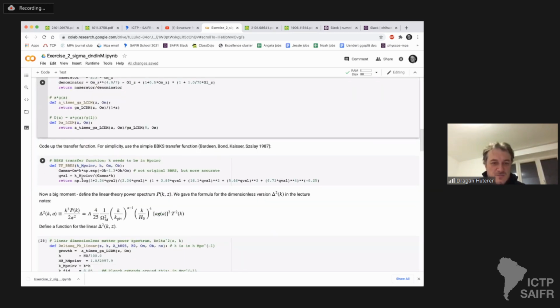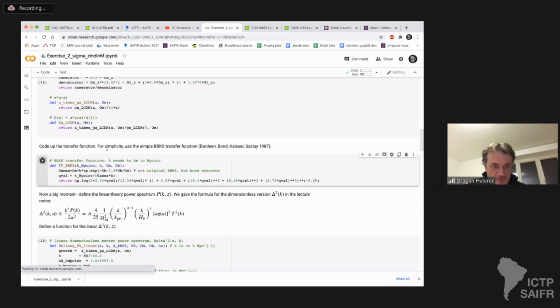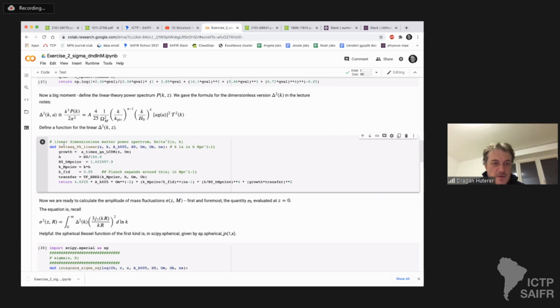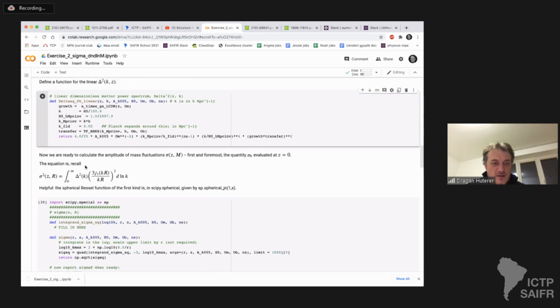And then the spot where I also skip and go to the BBKS transfer function because it's easy. We coded it up yesterday. And finally, the power spectrum we had yesterday. We had this delta squared power spectrum. So this is the dimensionless power spectrum. It's k cubed P of k over 2 pi squared. So I think I ran all of that.